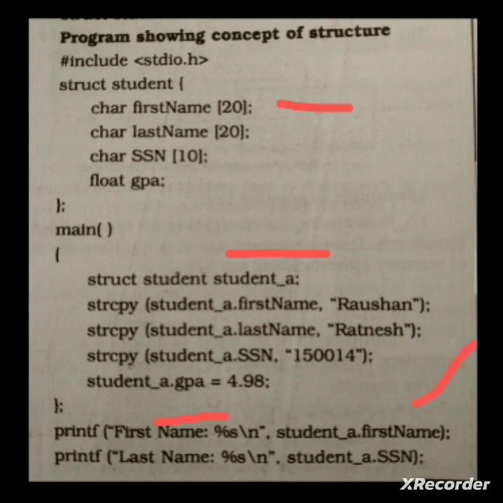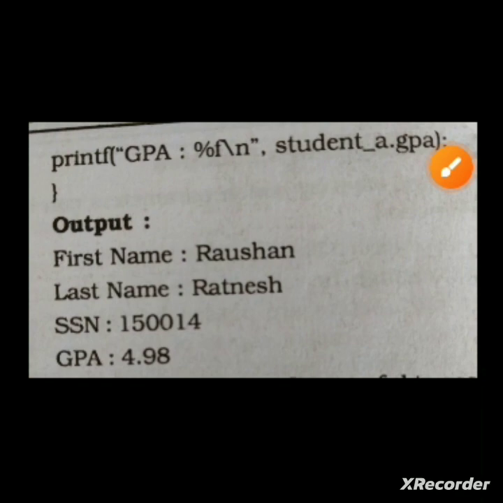If you don't give this student_a, then it will not identify for which student it needs to display the first name. You need to define it, right? So that's why I need to define it clearly: student_a.first_name, student_a.SSN, and finally student_a.GPA. Then finally it will print.